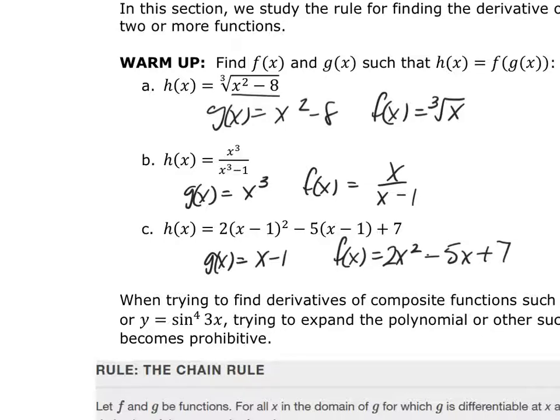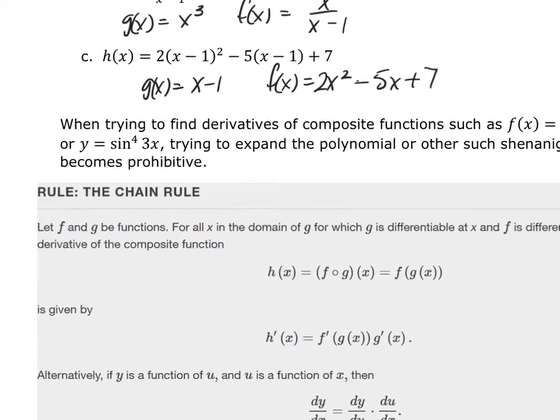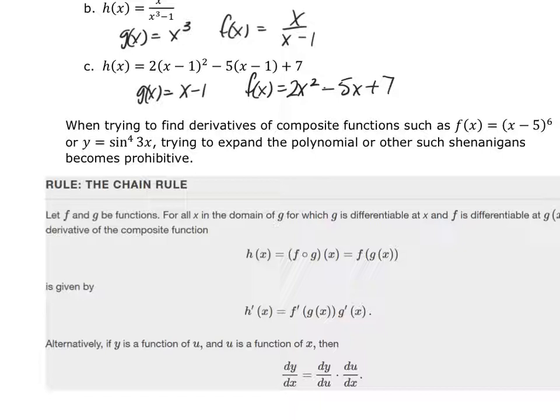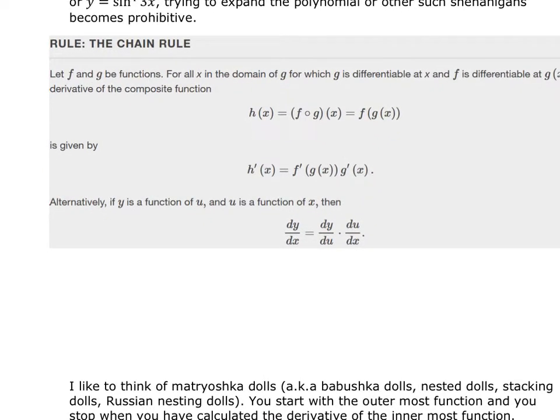So you have to recognize who the inner function is and who the outer function is, and sometimes we're going to decompose it 4 times. That could happen, in all of its joy and fun. So if I were to try to find a polynomial where I have x minus 5 to the 6th, there's no way I'm going to multiply that baby out. It's just not going to happen. Nor am I going to take sine to the 4th of 3x and use my identities in trig. I'm not doing it. What I have is the chain rule, and that's what we're going to learn now.